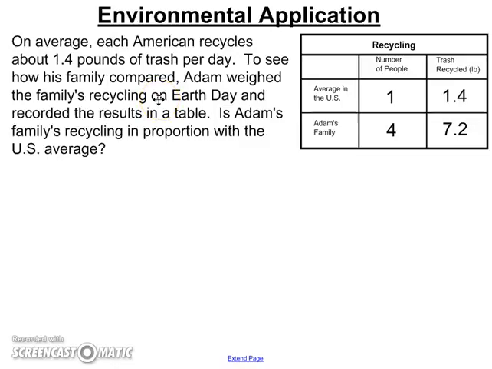I'm going to set up a ratio, and we're going to check to see if they are equal or not. So, an environmental application. On average, each American recycles about 1.4 pounds of trash per day. To see how his family compared, Adam weighed the family's recycling on Earth Day and recorded the results in a table. So over here to the right, we have a table of Adam's family. On the bottom, you'll notice 4 and 7.2 pounds. 4 people, 7.2 pounds. Is Adam's family's recycling in proportion with the U.S. average? Okay, so we have our choices.